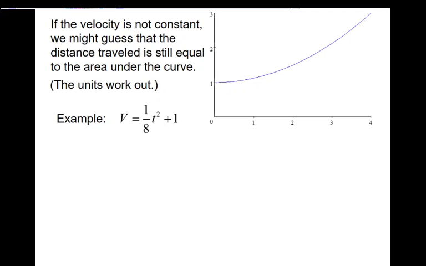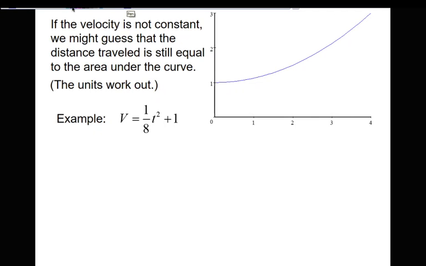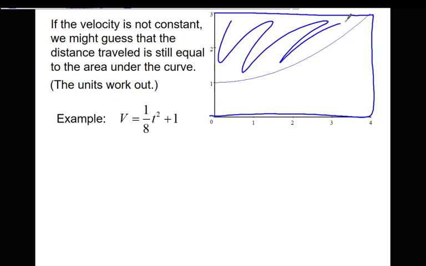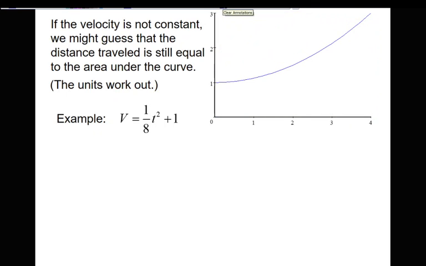what about something like this, if my velocity is changing over time? This becomes problematic because if this is my velocity and I make a rectangle that's this high, then I'm missing all of this. Or if I make my rectangle like this, I have all of this extra, so that's not very accurate. So what can we do?